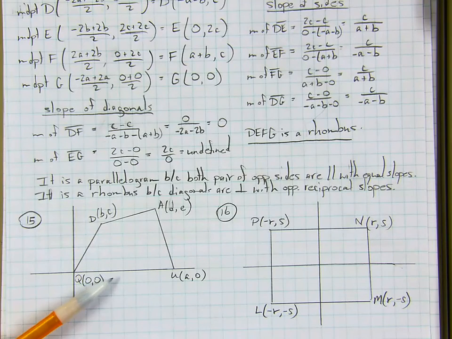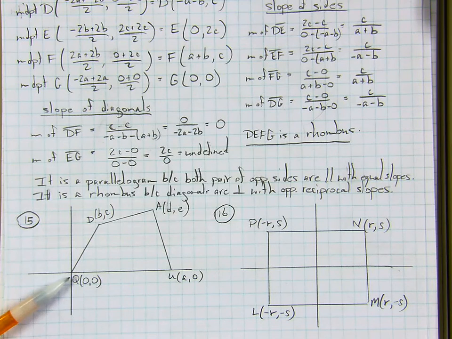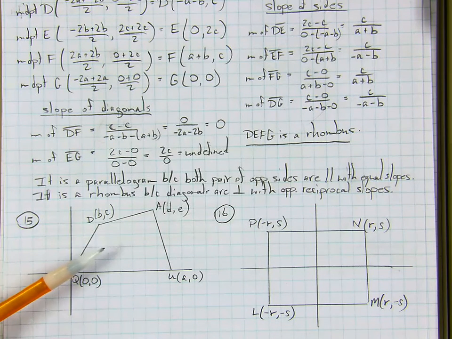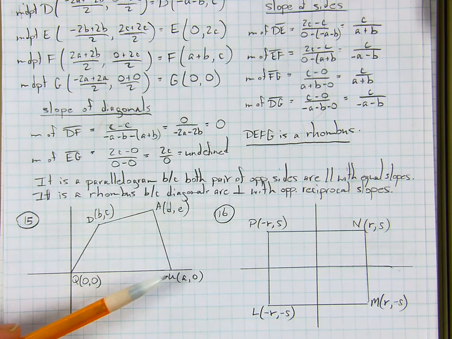Now, they do tell us to always put one side on the x-axis if we can and a point on the origin. That makes it a little easier. But if you don't have something that's like a rectangle or parallelogram or whatever, then all of these points have unrelated variables in them, which makes it a little harder when you do proofs, but you can still do them.